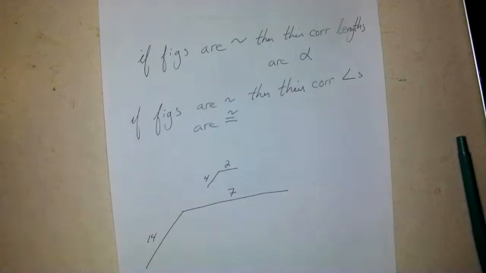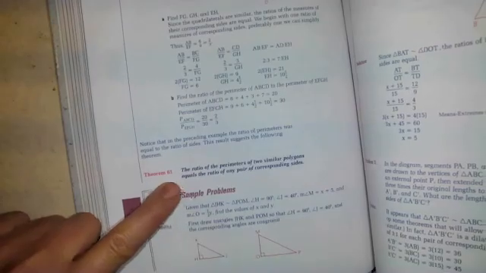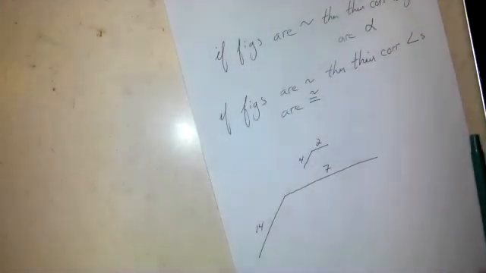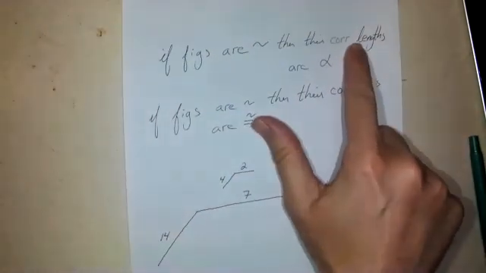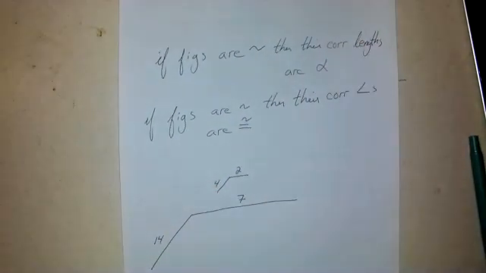The book has a theorem which says the ratio of the perimeters of 2 similar polygons equals the ratio of any pair of corresponding sides. For us, that's unnecessary because the perimeter is one of those corresponding lengths. Okay. I think we are in pretty good shape. How was that for a nice short lesson?